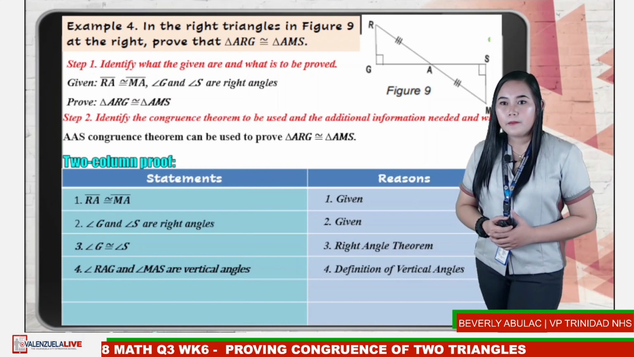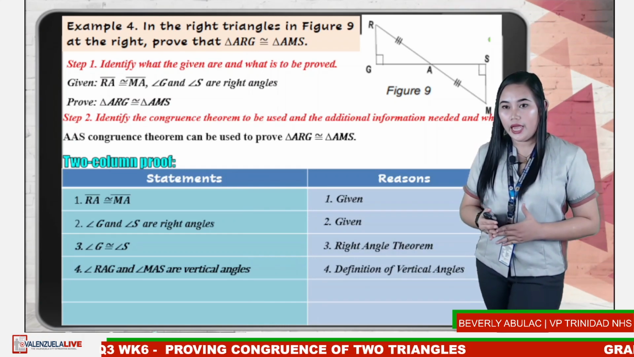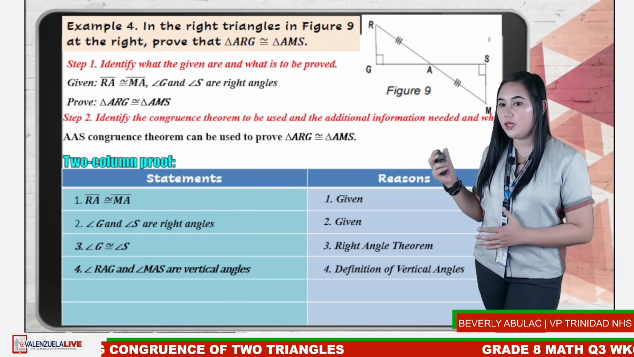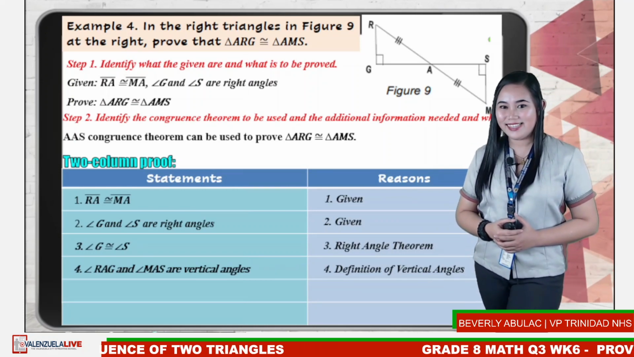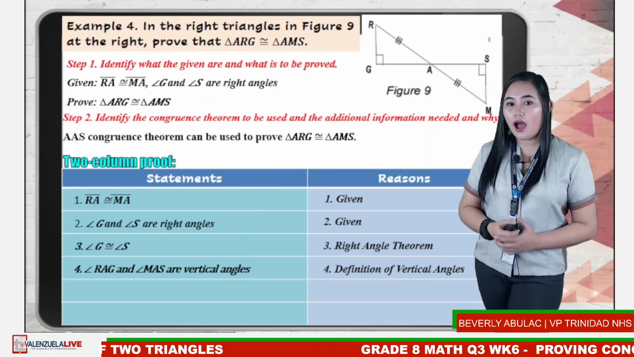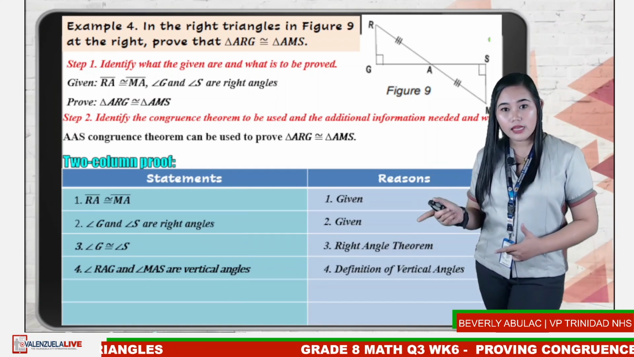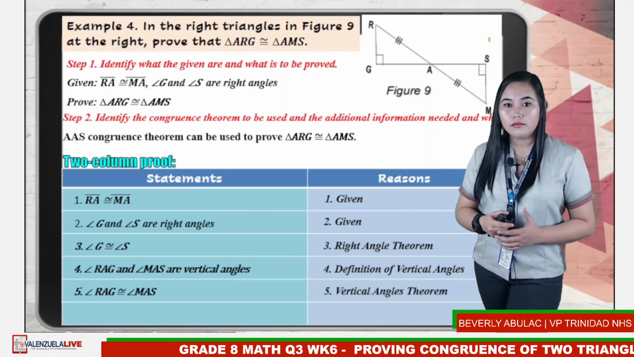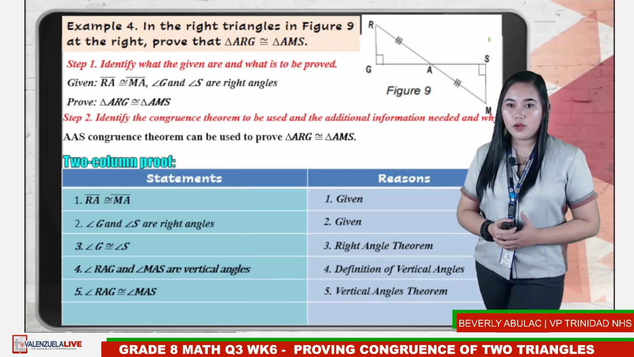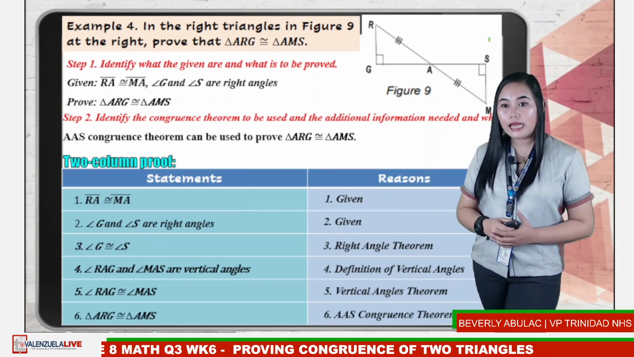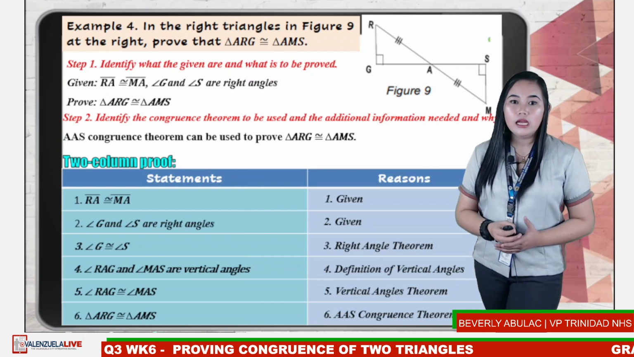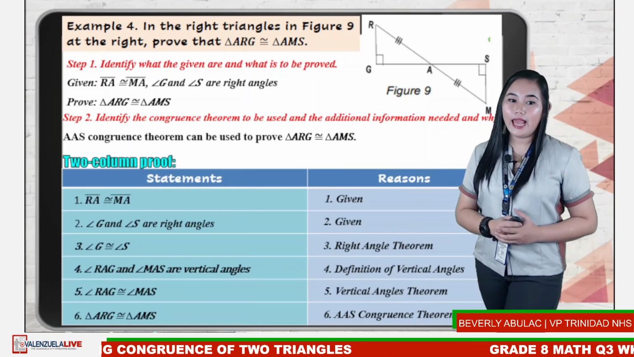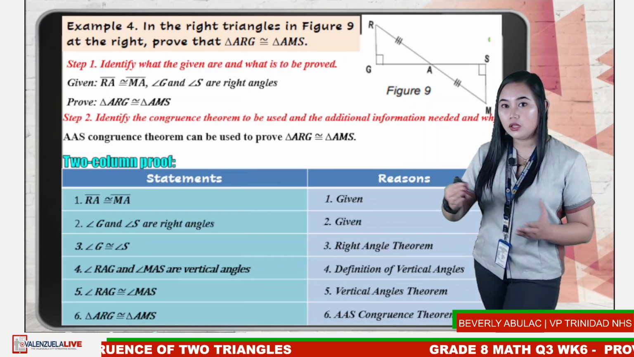Next, as you can see, angle RAG and angle MAS are vertical angles. So the reason is by the definition of vertical angles. Hence, because they are vertical angles, angle RAG and angle MAS are congruent. What is the reason? The vertical angle theorem. Therefore, triangle ARG is congruent to triangle AMS by AAS congruence theorem.